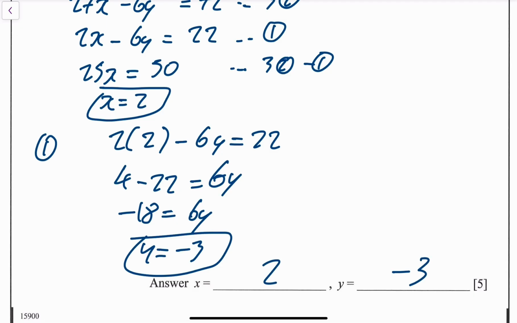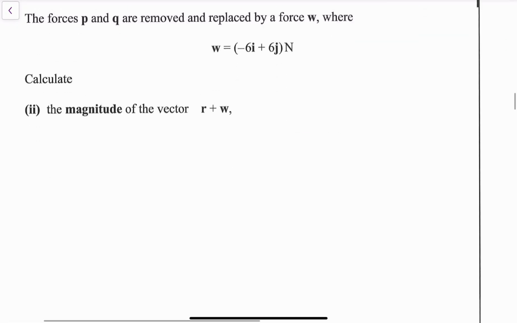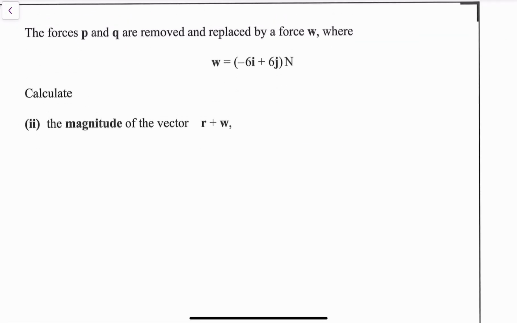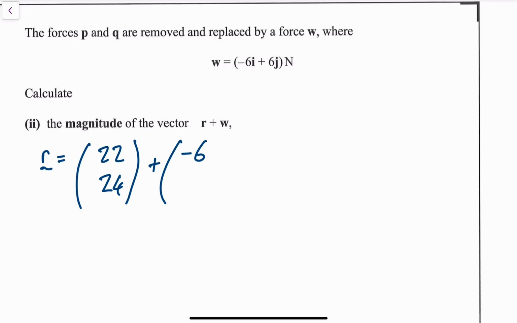Tricky enough wee question. It says, next one, the forces P and Q are removed and replaced by a force W, where W is equal to minus 6I plus 6J. Find the magnitude of R plus W. So R was, we just worked R out to be, or they were told R was 22, 24. And your W then is minus 6, 6. Again, I'm using column vectors. So that was my R plus W.